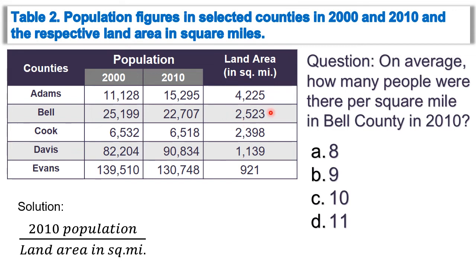So the total land area in Bell County is 2,523, but the question being asked is per square mile. That means our data involves this 22,707 and 2,523. So what are we going to do? We divide. So 22,707 divided by 2,523, you may check in your calculator, and the answer is 9. So the correct answer here is letter B. Did you get it right? Yay! Let's proceed to the next question.